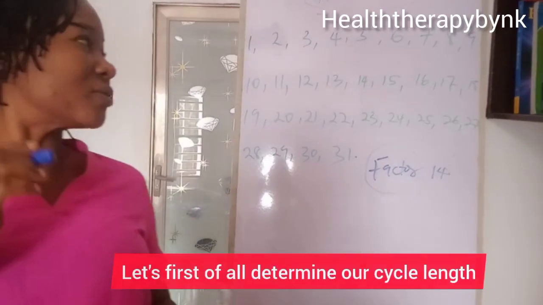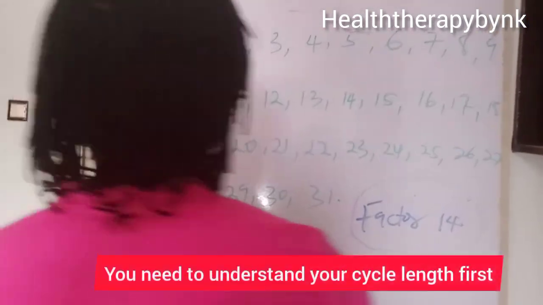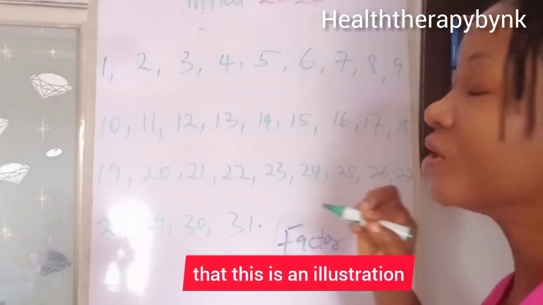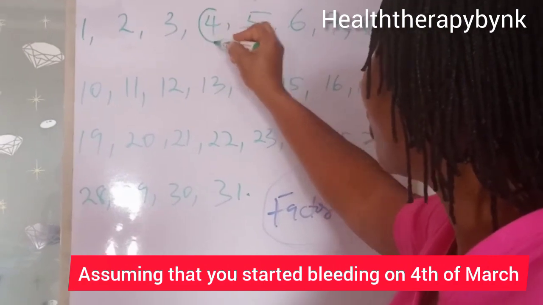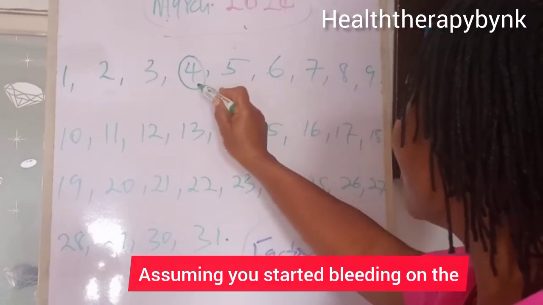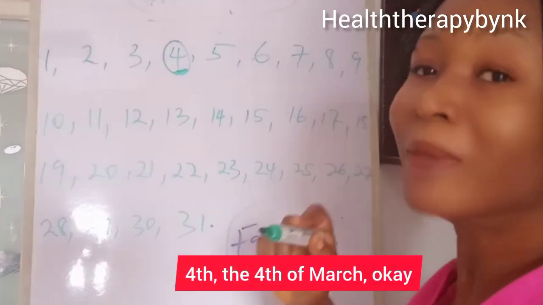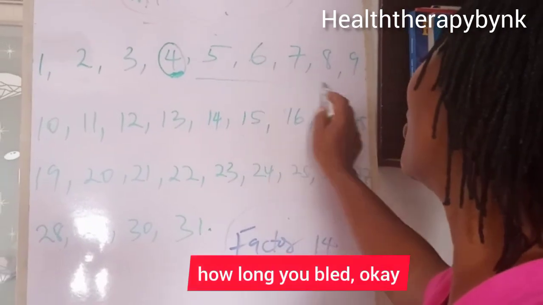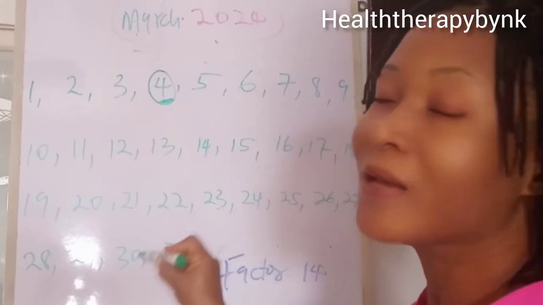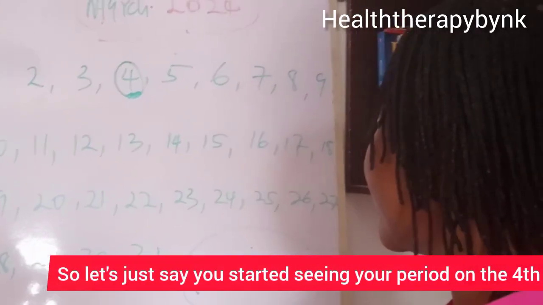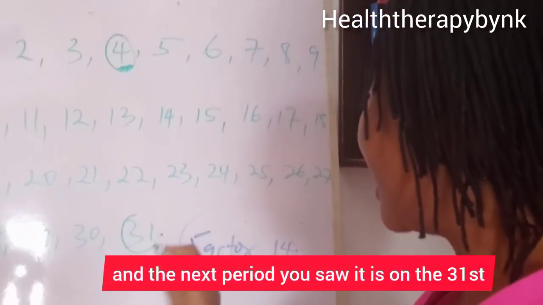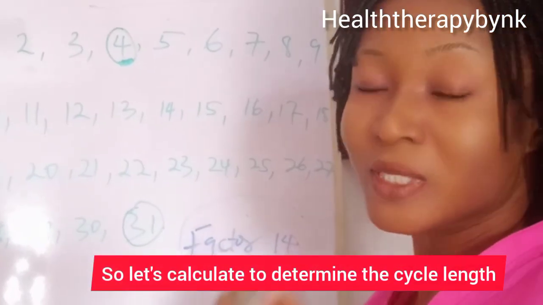So let's first of all determine our cycle length. You need to understand your cycle length first. Assuming, as an illustration, that you started bleeding on the 4th of March. I'm using the month of March 2024. It doesn't even matter how long you bled. What is important is the very first day you started and the next day that you started seeing your period. So let's say you started seeing your period on the 4th and the next period you saw is on the 31st.